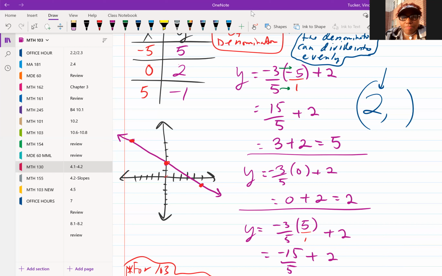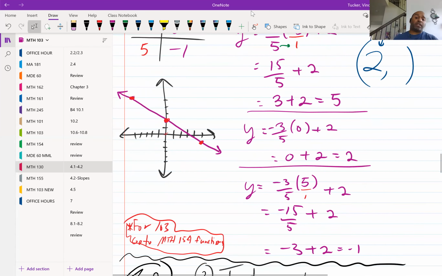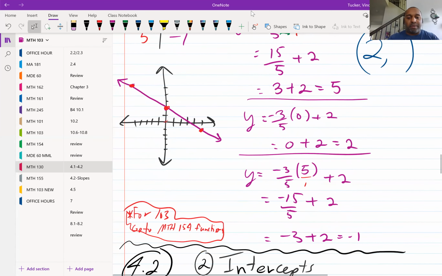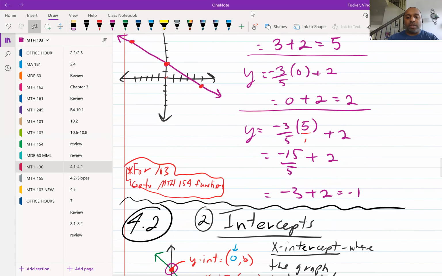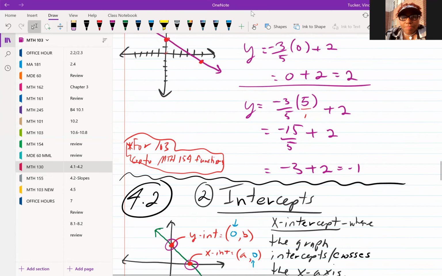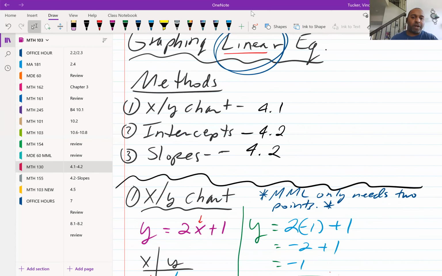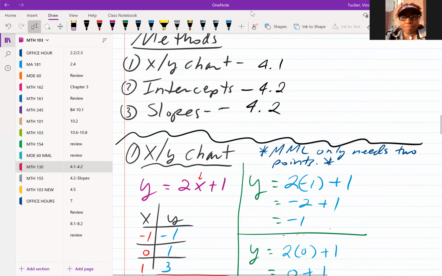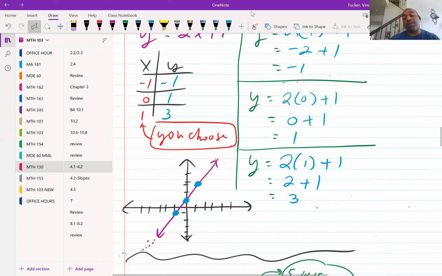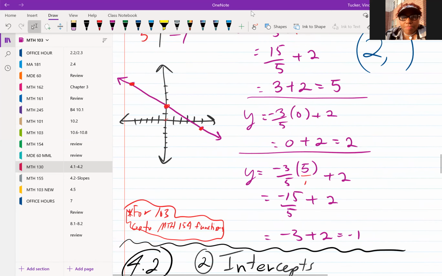Okay. All right. Are we good? Can we go on? Yes, sir. All right, so that's the first method. We'll talk a little bit about the second method, and we'll get to the third method next class. What was the name of that method? That was the XY chart. Remember, those are your three methods. The first method is the XY chart: creating the XY chart by choosing your x values, plugging them in, and getting your y values.